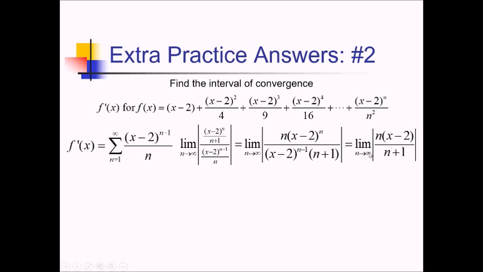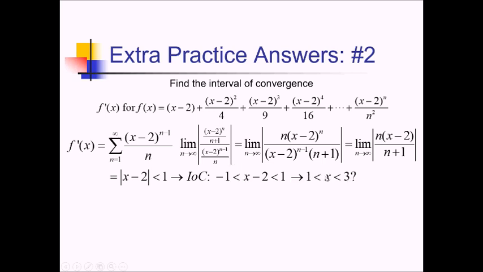Now as n approaches infinity, I can ignore this plus 1. So I essentially have n times (x minus 2) over n. The n's are going to cancel, leaving me with just the absolute value of x minus 2. So that's my nth ratio. For the series to converge, this has to be less than 1. And I can now get rid of my absolute value and solve for x. So I'll rewrite this as negative 1 less than x minus 2 less than positive 1. Adding 2 to all three sides, we end up with 1 less than x less than 3.